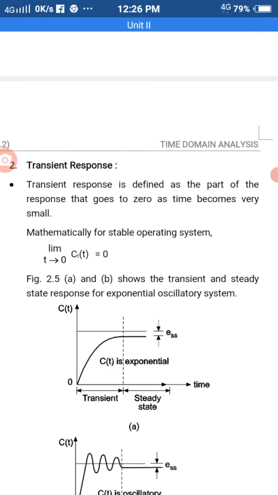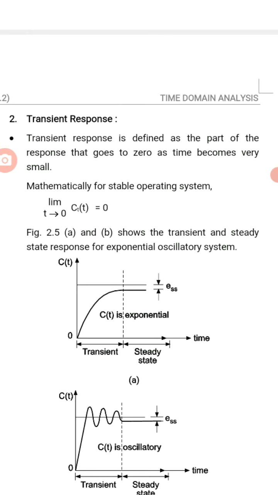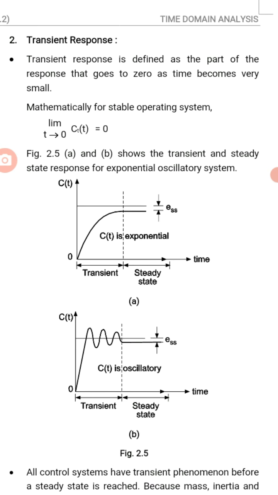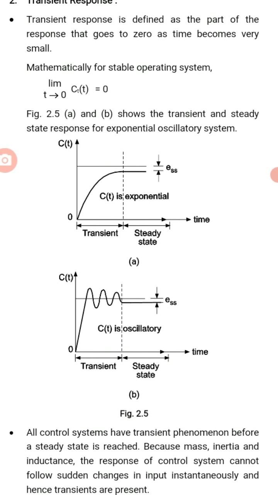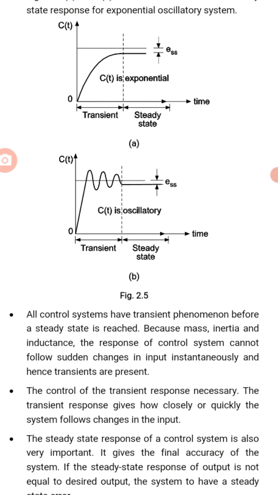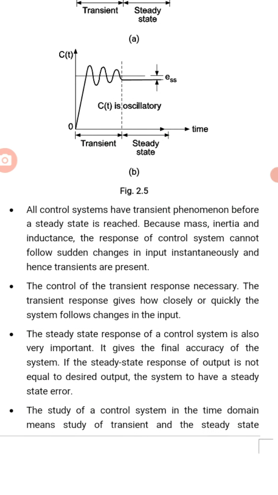Transient response is defined as the part of the response that goes to 0 as time becomes very large. Mathematically, c_t(t) is equal to 0. Figure 2.5b shows the transient and steady state response of an exponential oscillatory system. As I explained, it is divided into two parts, that is, transient response and steady state response.